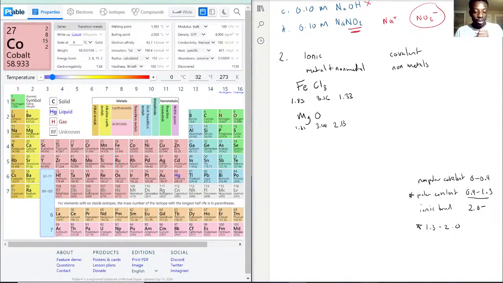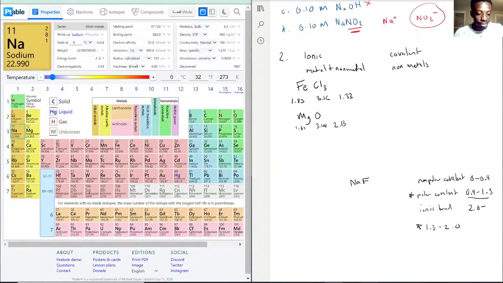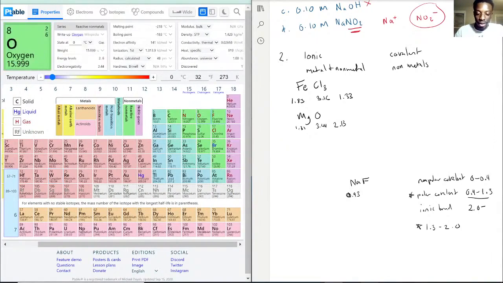So now let's look at the other ones. Fluorine and sodium, so that's NaF. Sodium has 0.93, and fluorine is actually one of our strongest electronegative elements, 3.98. I don't really have to do the math. This is close to 3, so this is definitely going in the ionic part because remember it's a metal and a non-metal.